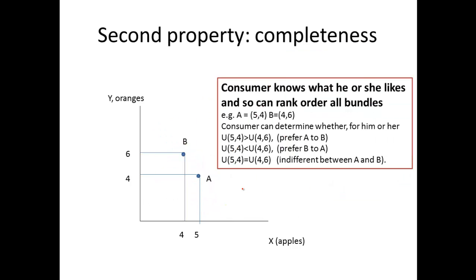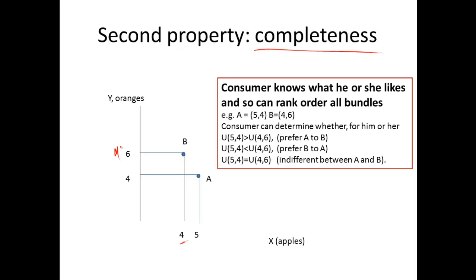The second property of utility and utility functions is something we call completeness. The idea here is just that the consumer knows what he or she likes and can therefore rank order all bundles. So for example, now we have two bundles in here. Bundle A is 5 apples and 4 oranges. Bundle B is 4 apples and 6 oranges.